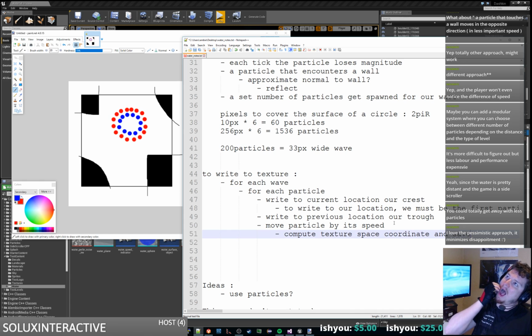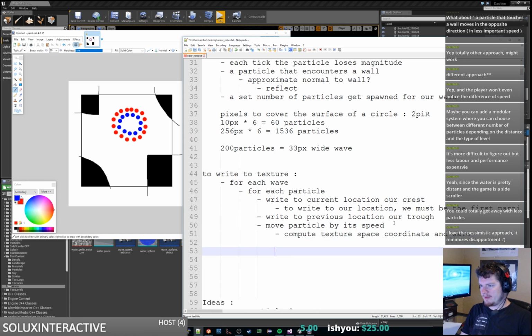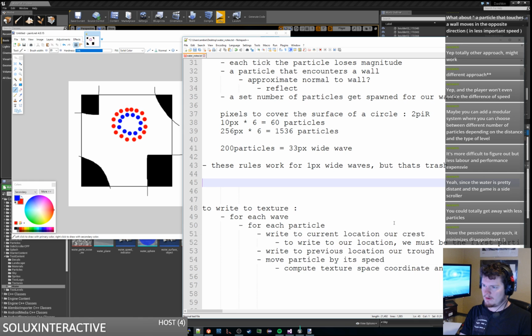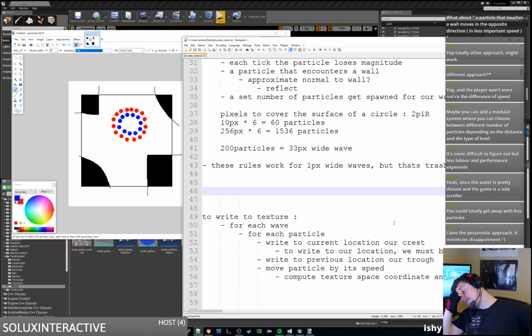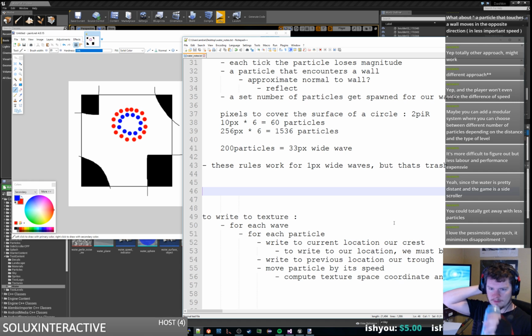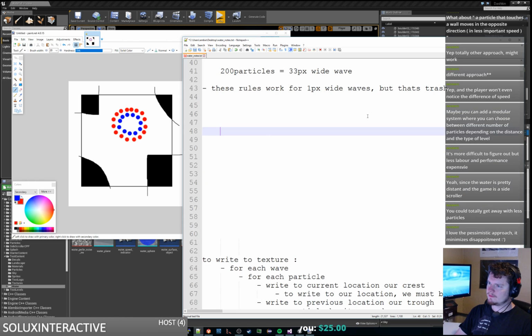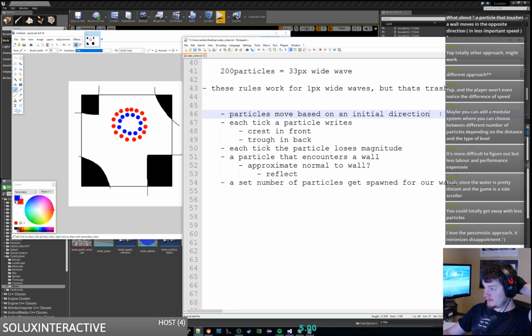Anyway, these rules work for 1 pixel wide waves, but that's trash. So we need a different set of rules. Alright, so why don't we change the rules? So particles move based on initial direction.